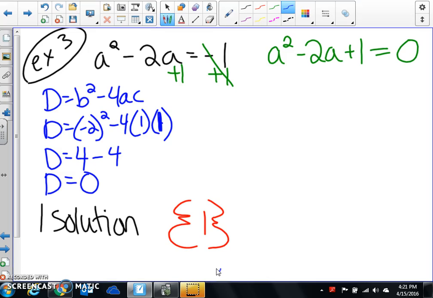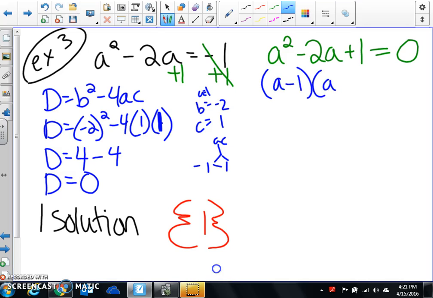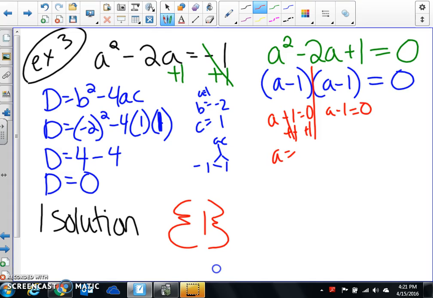If I factor this, my a, b, c is 1, negative 2, 1. So my AC would be 1, which factors to 1 and 1. These would both be negative. So I get a minus 1, a minus 1. That equals 0. I would build my wall. A minus 1 equals 0. A minus 1 equals 0. Add 1. A equals 1. Boom. That's my solution.